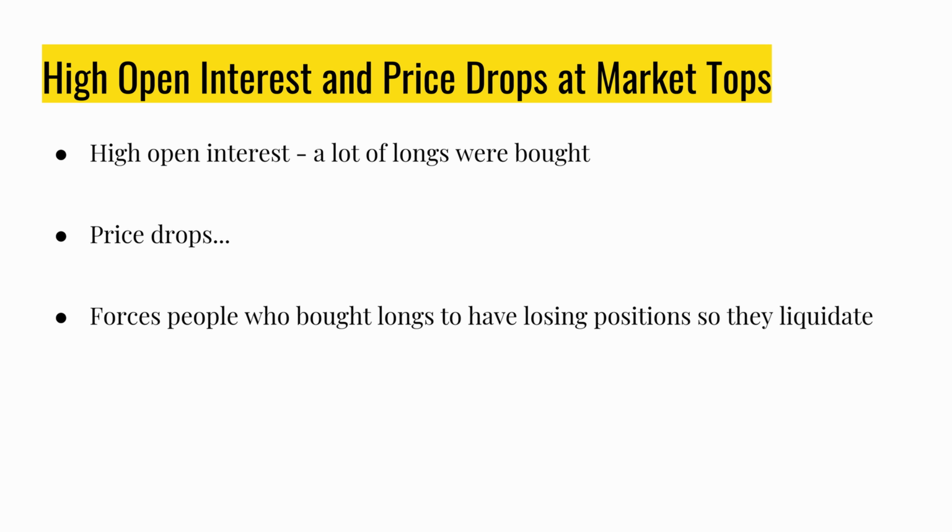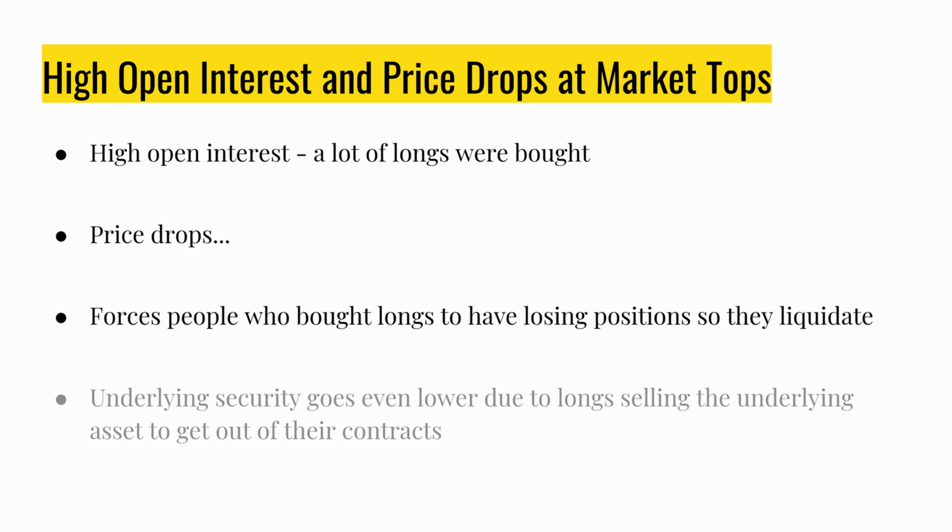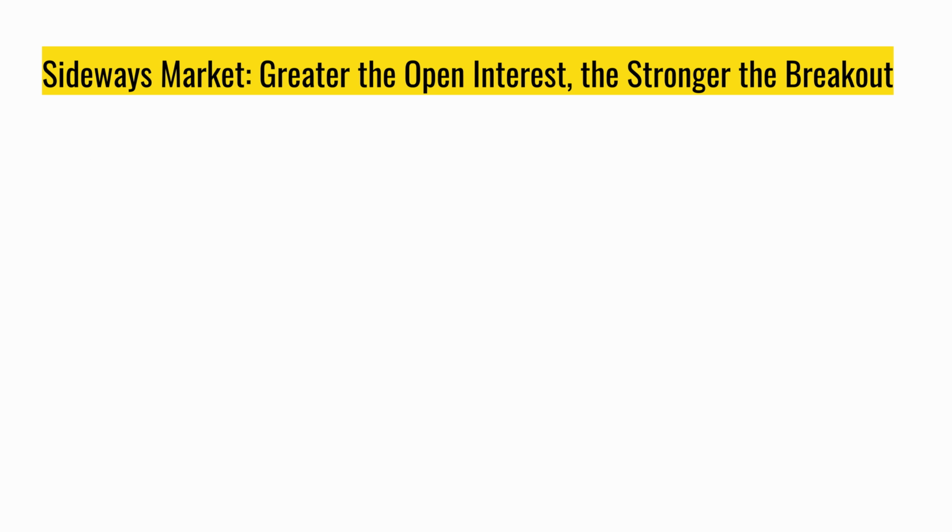This means that it forces people who bought longs to have losing positions, causing them to liquidate them. This means that the underlying security will even drop harder as longs are selling the underlying asset to get out of their contracts. Until now, we have been mainly looking at uptrends and downtrends. How about a sideways market?